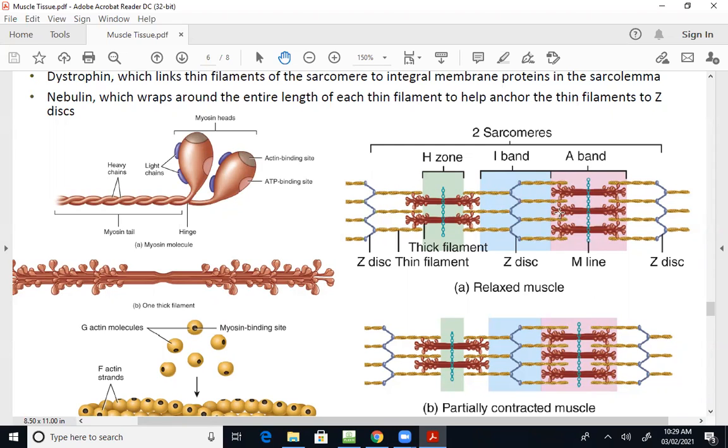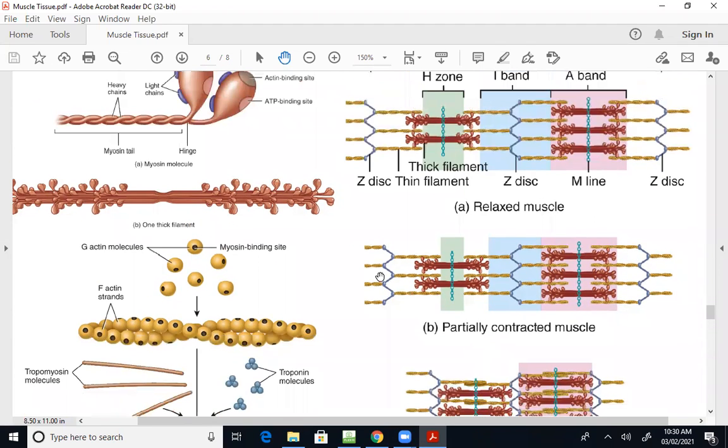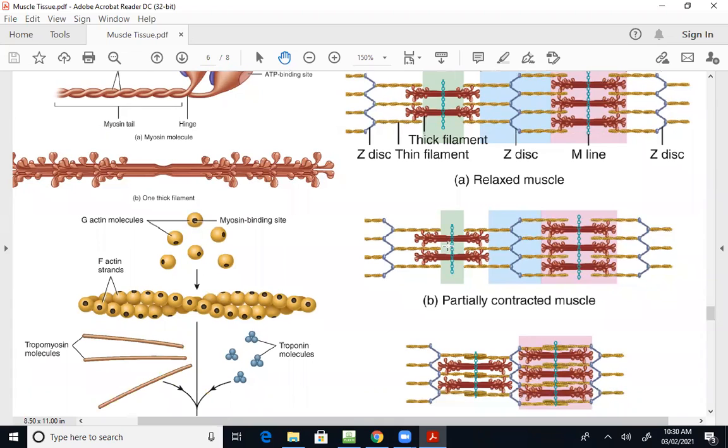In fact, if we look on the right side of the page, I've got a picture with two sarcomeres. This will be one, this will be the next door neighbor. We've labeled the H zone where there's only thick filament, the I band where there's only thin, and the A band where there's the thick filament. What happens when we go from relaxed to partially contracted to maximally contracted is, look at the Z discs with those thin filaments. They're going to get pulled towards that M line. And the I band is going to shrink, because the Z discs are going to get pulled closer and closer together. And the zone of overlap, which is not labeled, but it's right in the middle, ends up becoming the entire sarcomere, because the entire sarcomere is where there's thick and thin filaments overlapping.